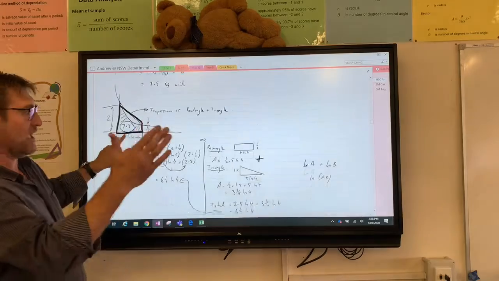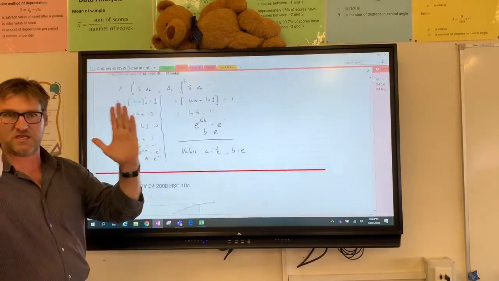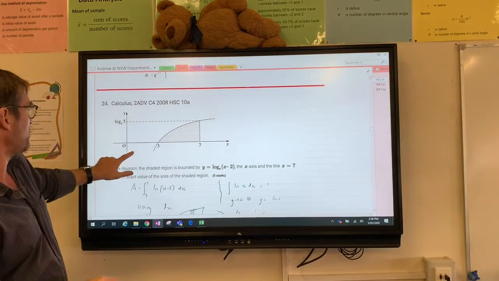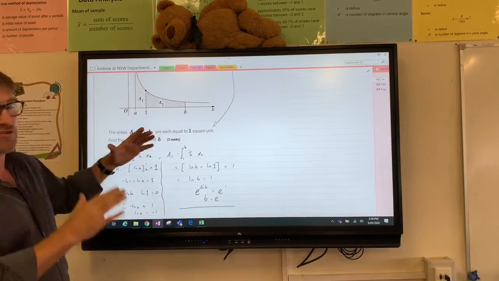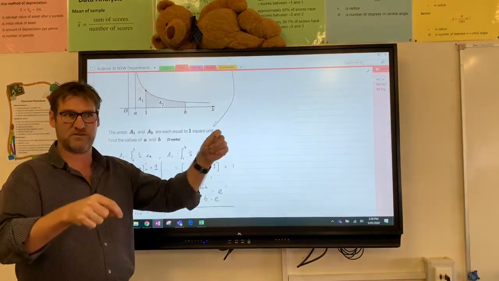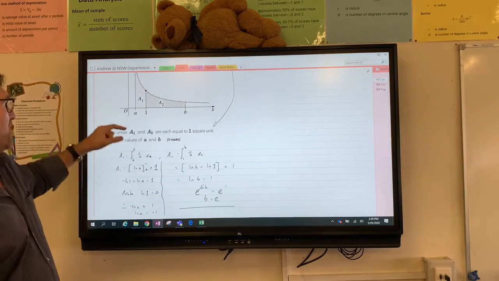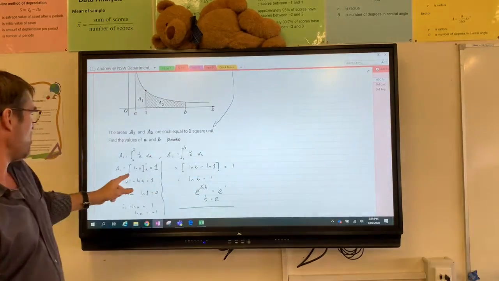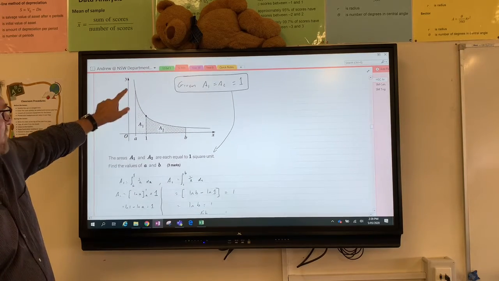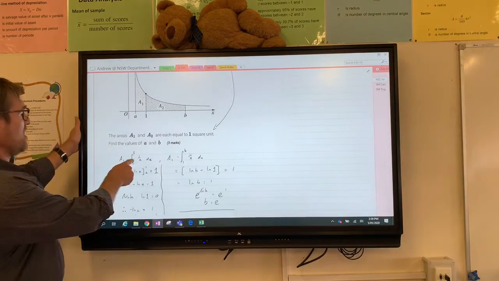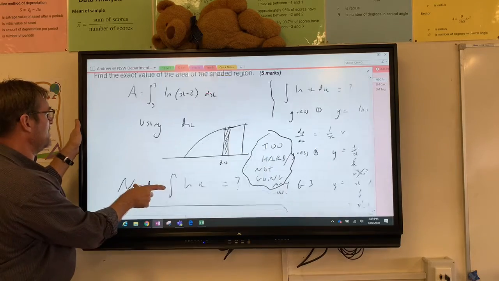Most of the time we're given our limits of integration. We're told to measure from here to here. So in our question up here, we're actually trying to find those endpoints, and we're given information about the area. So we've kind of got the answer. We know the area under the curve is 1, and the curve is 1 over x.